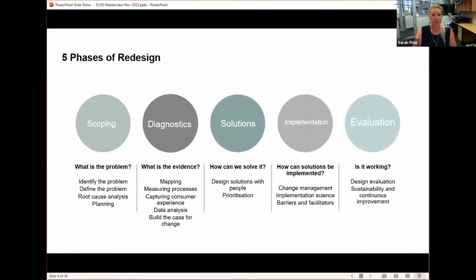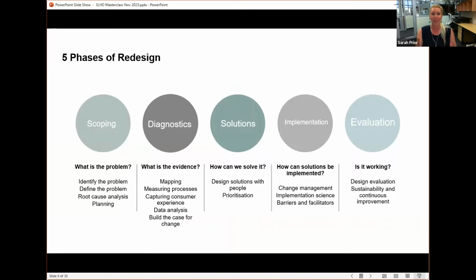So although there are 5 phases to redesign, today I'm really going to focus my discussion on sort of the front end, if you like, so the scoping and diagnostics phases and the information or evidence gathering. So scoping is really about defining your problem or developing a problem statement, as we like to say. If you don't know what your problem is, you can't build a case for change. You can't gather data or evidence to support change, and you have no way of measuring whether anything you have done has actually made any difference.